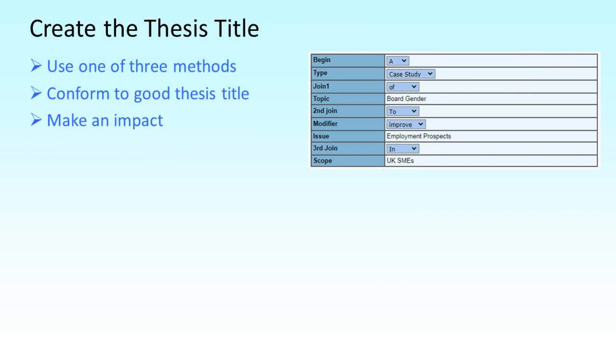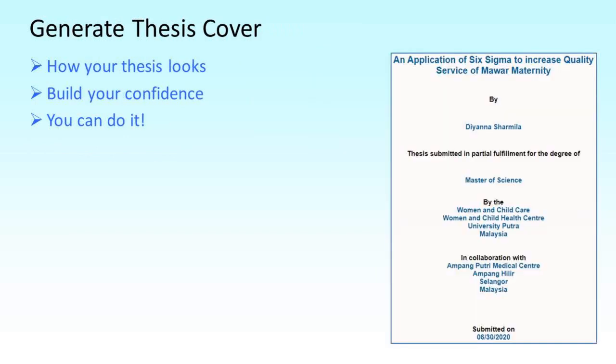Based on the evaluation, use one of three methods to create your thesis title. AsterWrite automatically guides you to conform to a good thesis title. Once your thesis title is determined, AsterWrite displays how your title page looks. This helps to build your confidence and take you forward.